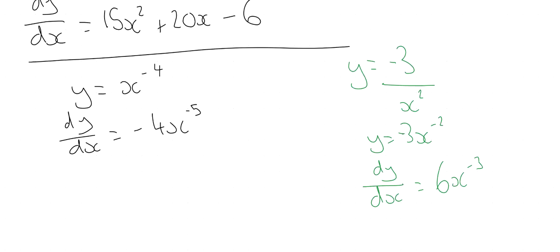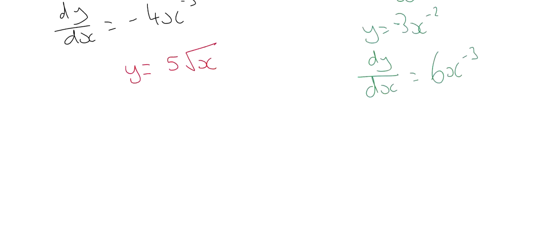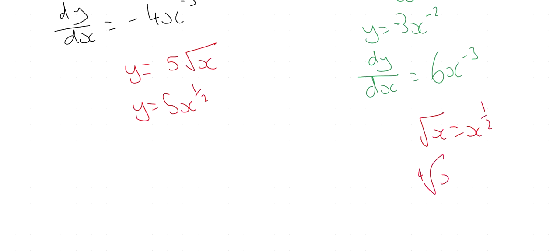All right, what if I have something like, let's do 5 root x. Does anyone have an idea of what I should do with this? Good. y equals 5x to the power of half. I want you to remember all your fractional indices. So root x is x to the power of a half. What's the 4th root of x? x to the power of a quarter, right? So this is a square root, so we have a 2. This is a 4th root, so we have a 4.